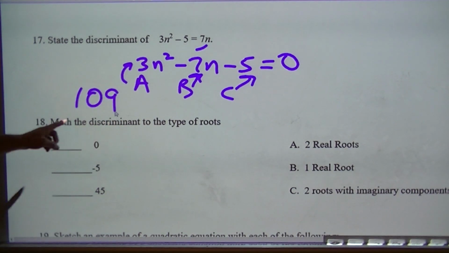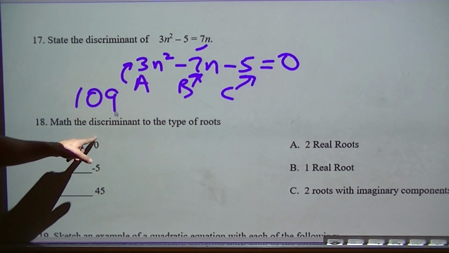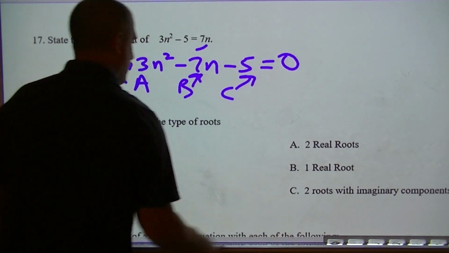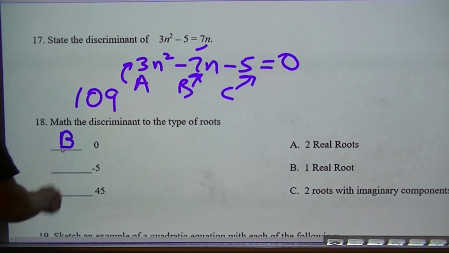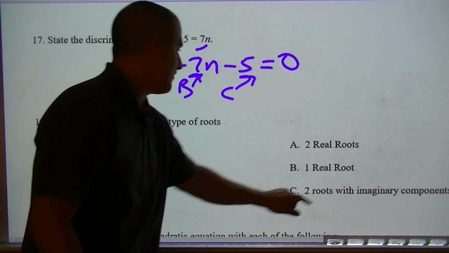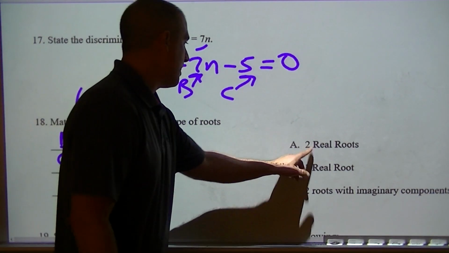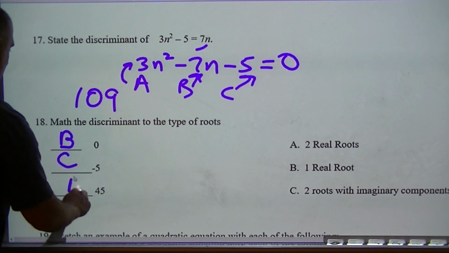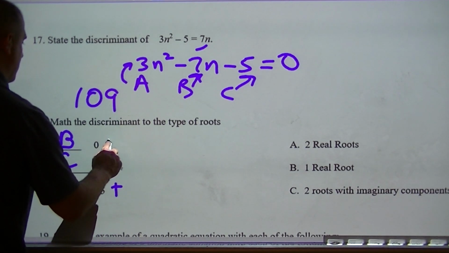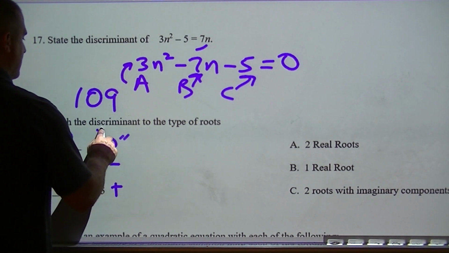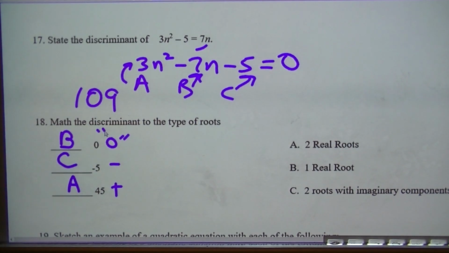Match the discriminant with the types of roots. If you get a discriminant of 0, you have 1 real root. If you get a negative discriminant, you have 2 imaginary roots. And if you get just a regular number, it's 2 real. So the way that works out is positive numbers, negative numbers, and 0. Okay, that's how they correspond to those.